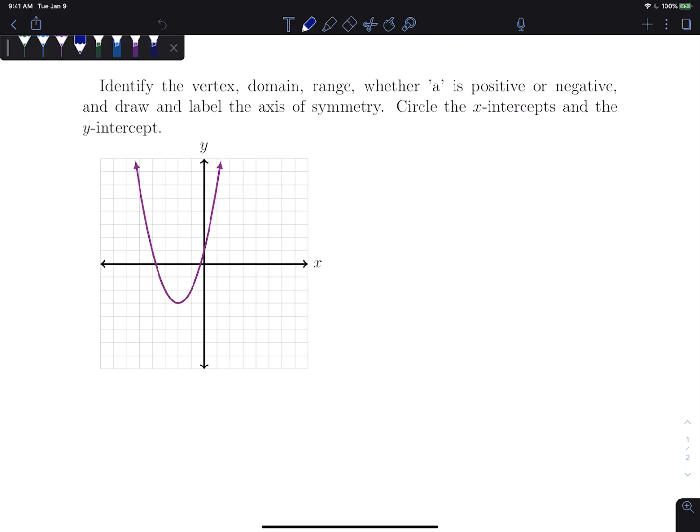Hello. In this video, we're going to identify the vertex, domain, range, whether A is positive or negative, and draw and label the axes of symmetry for the following function. We're also going to circle the x-intercepts and the y-intercept.